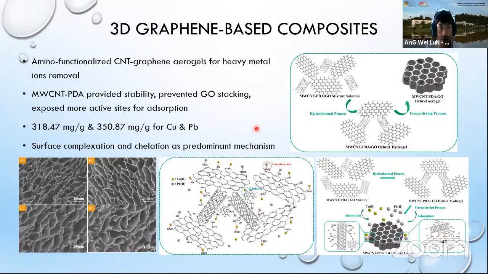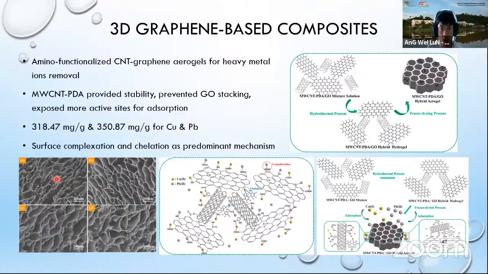And we have other functionalization. So I think I'm not going to go through all the details here, because the concept is the same. Okay, basically we introduce other materials to prevent the stacking of the graphene oxide here, so you have more exposed active sites for absorption. So I think in this case we have an interesting diagram here.